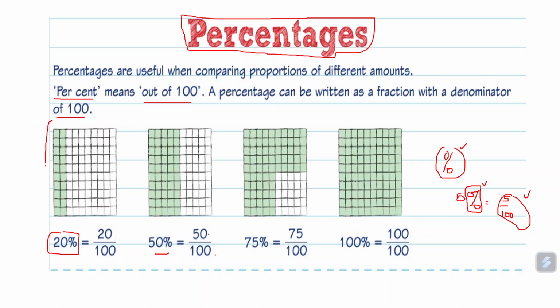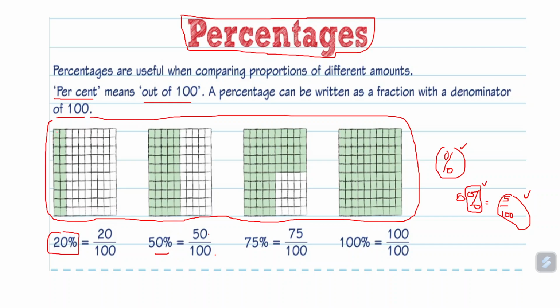I would like my learners or viewers to go through this. Imagine, let's count 1, 2, 3, 4, 5, 6, 7, 8, 9, 10. This is 100, and we are asked to find 20% out of 100. So this is 10, and this is another 10, which is 20. So 20 boxes are shaded out of 100, that means 20 out of 100. Likewise, the shaded boxes here are 50 out of 100. The shaded boxes here are 75 out of 100, and all these two are 100.